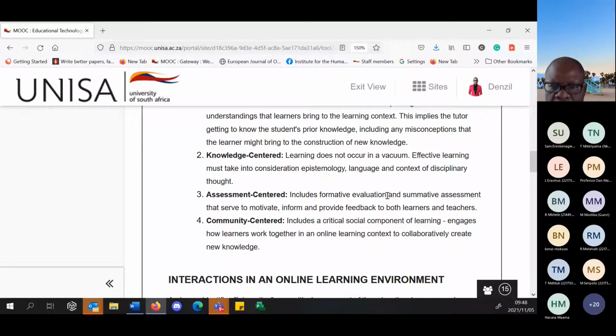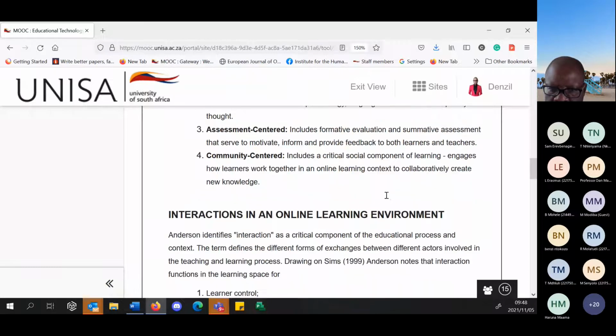And community-centered includes a critical social component of the learning. This is the one thing that technology has enabled us to do: to extend our teaching and learning environments to create an online community of learners for those that have access and are able to participate in these things. And then he talks about the interactions in an online learning environment.